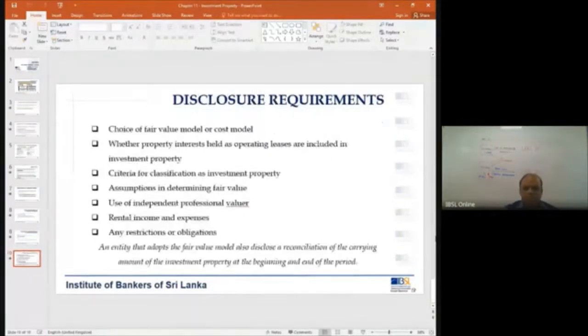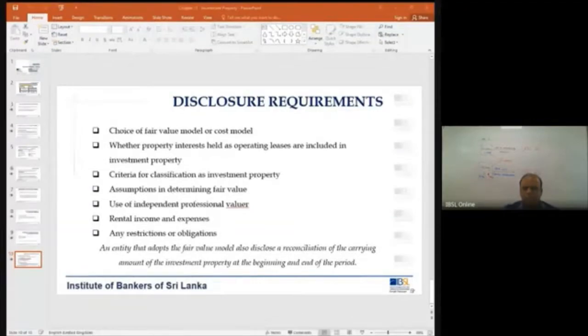Okay, that is all about investment property, but I need to add a little bit onto this. Let's look at that also.